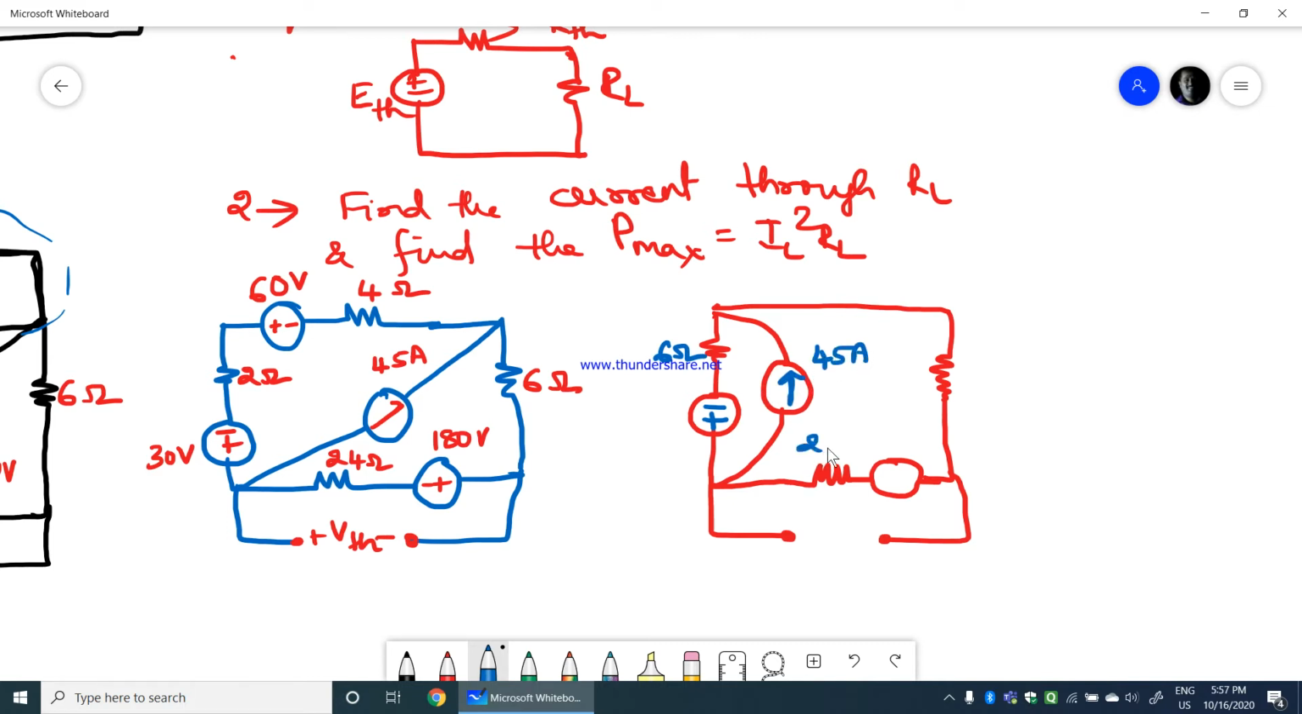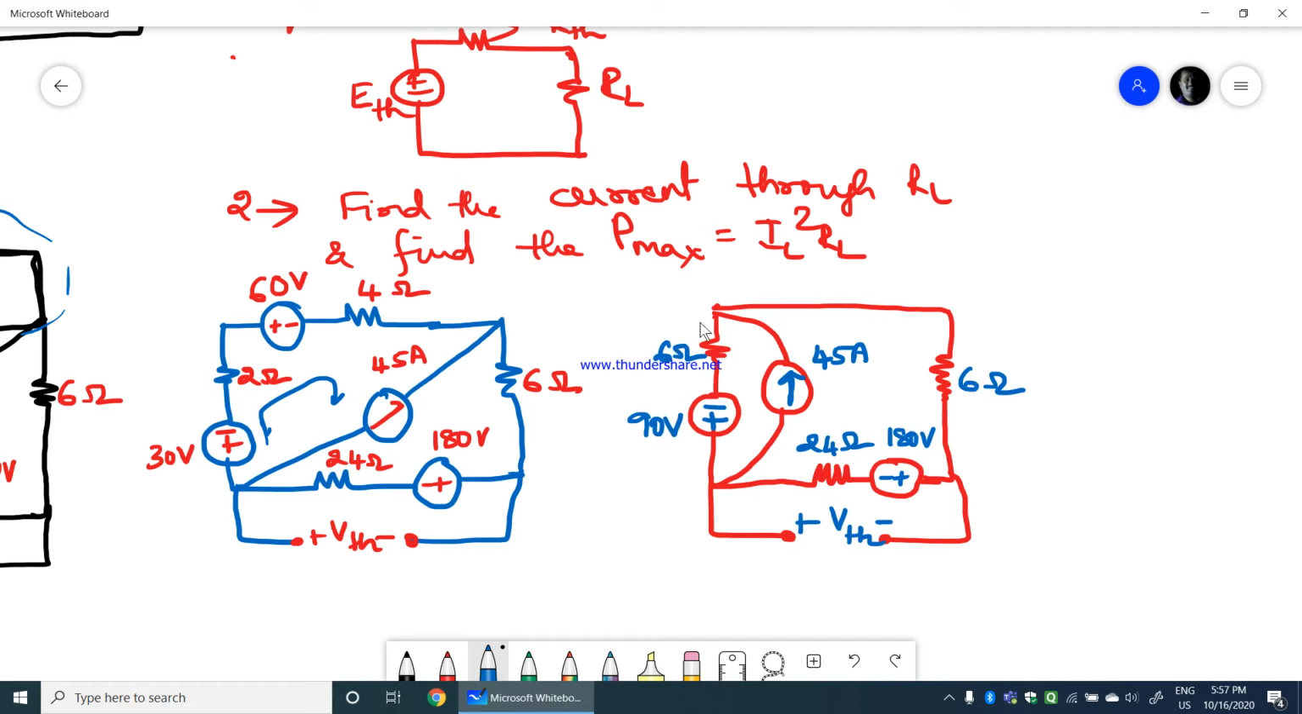is 24 ohms, 180 volts, 6 ohms, and this is plus minus VTH. And this voltage source would be, see here, it is minus minus, so both will get added up. If you take current in this direction, they both get added up. So 60 plus 30, which is 90 volts.